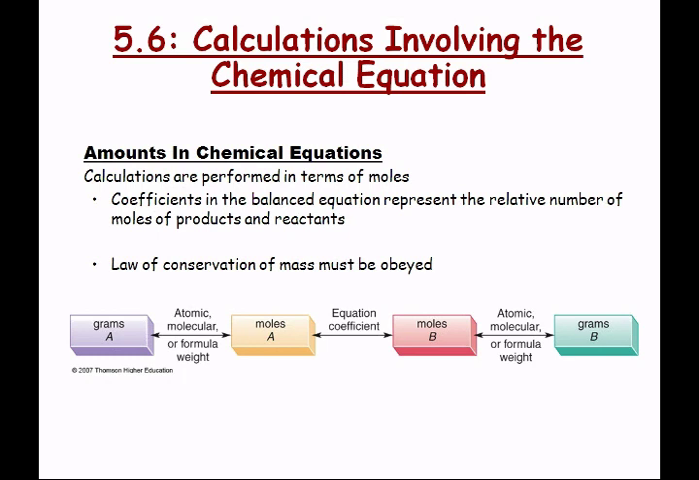Let's take 121.7. Divide it by 2.016, multiply that by 2, multiply that by 18.02, and that gives us a lot. So, 2.016.